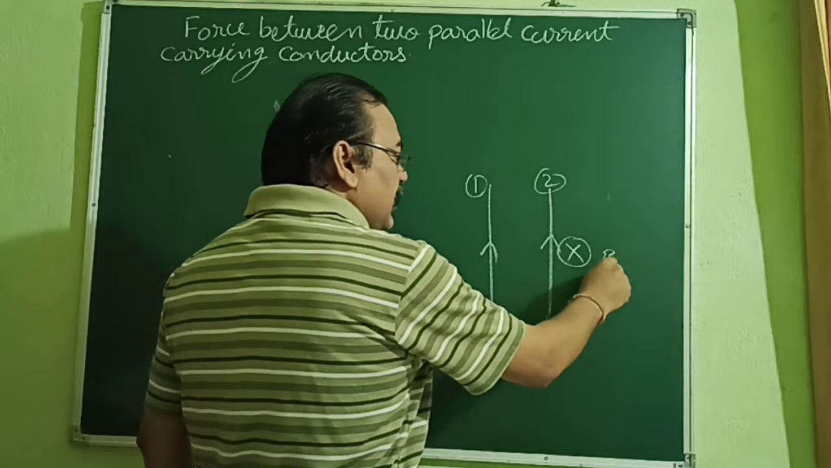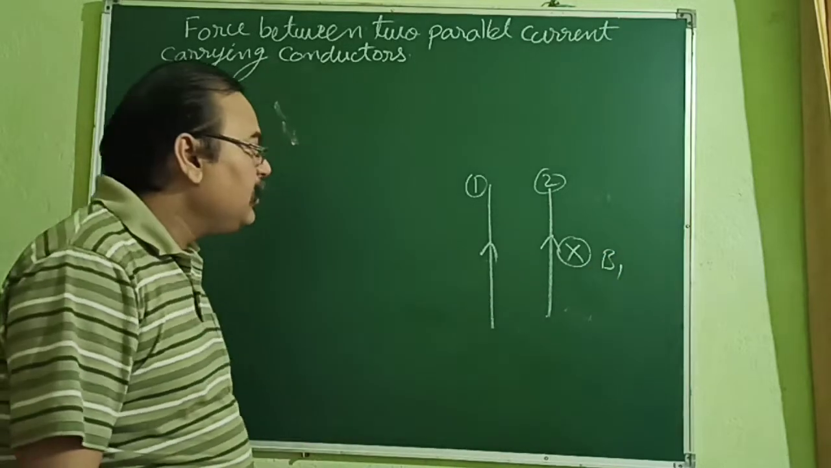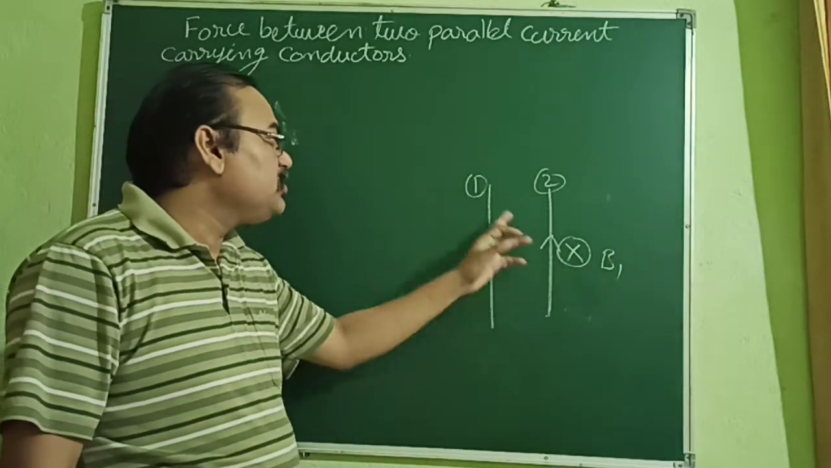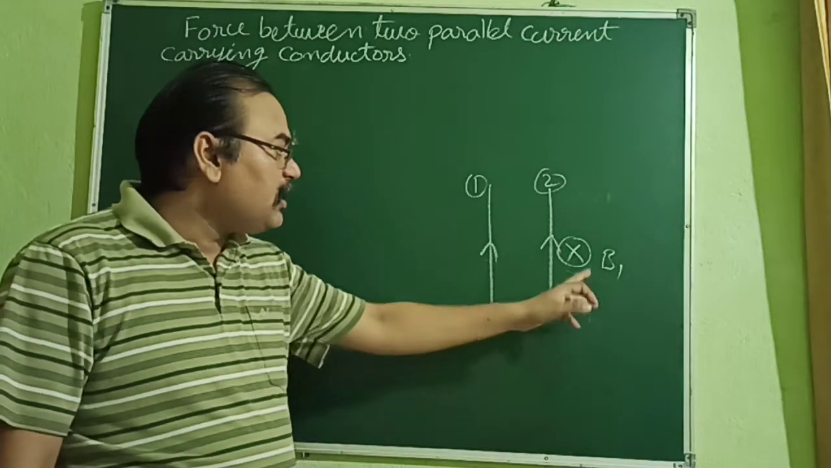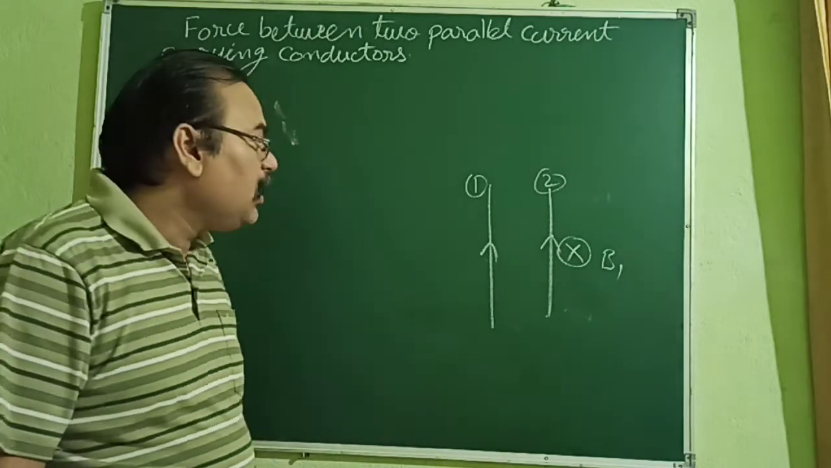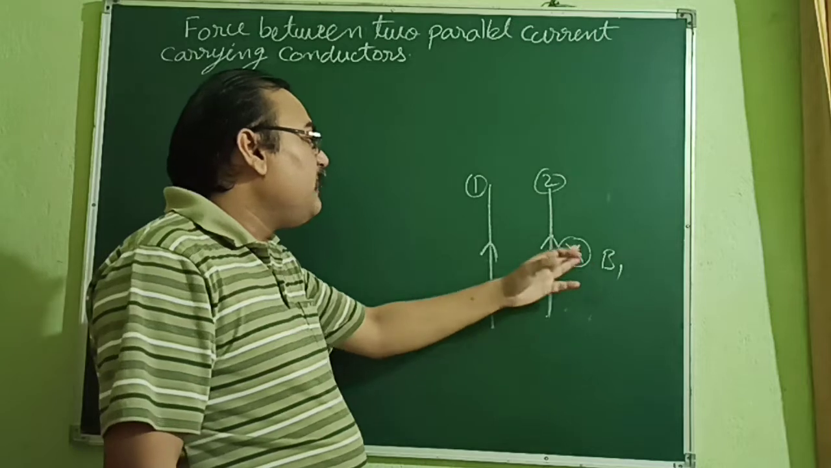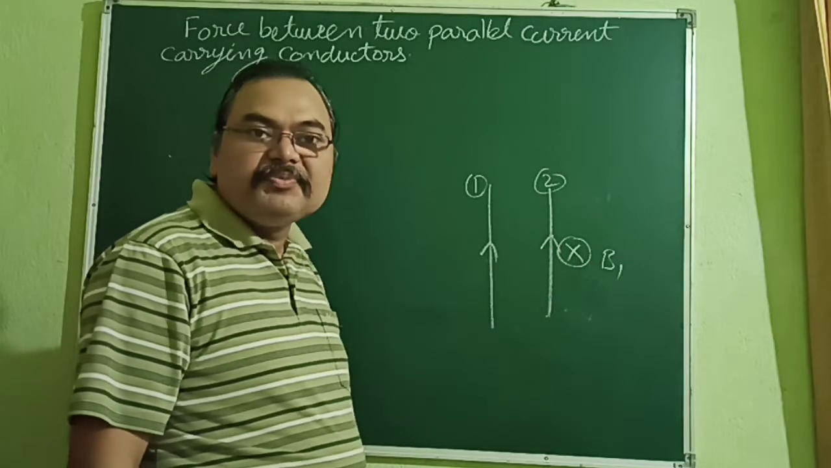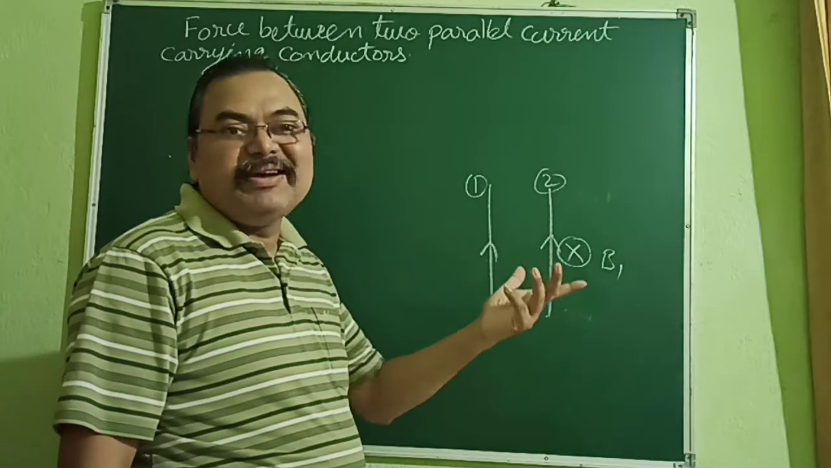Okay, we can write as B1. Okay, why? Because this magnetic field has been produced due to the conductor 1. So that's why I'm writing it B1. Now, due to this magnetic field, this conductor will experience some force. Now, in which direction? We can use Fleming's left hand rule.